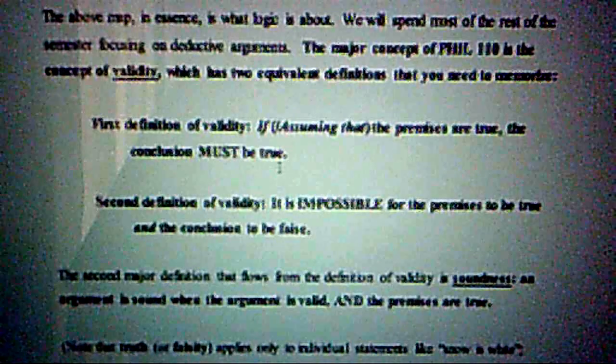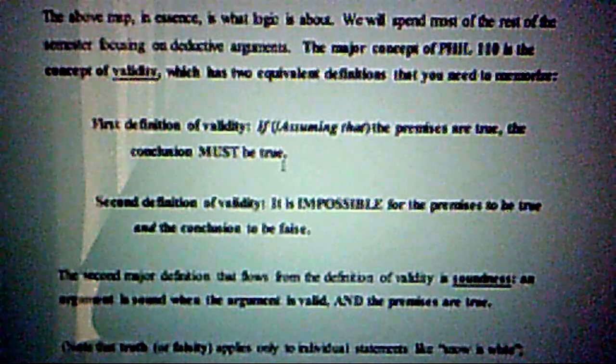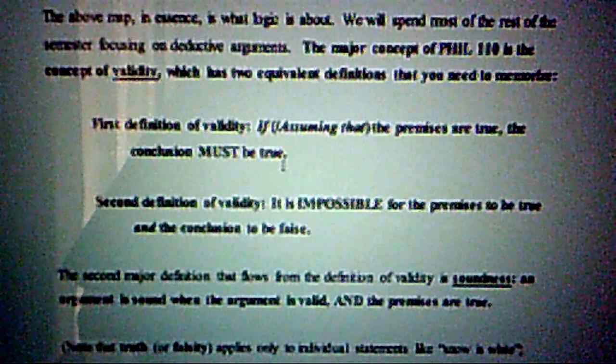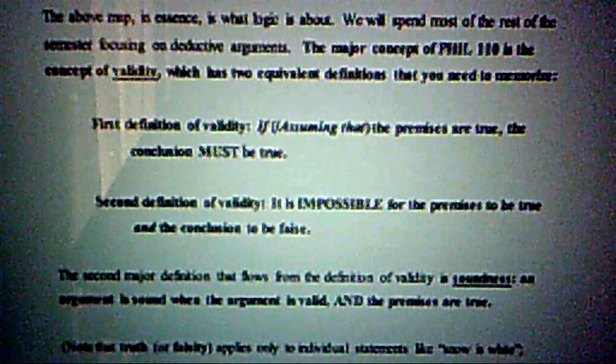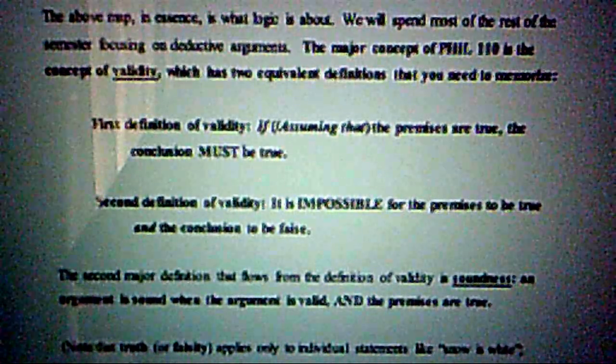The above map, in essence, is what logic is about. We're going to spend most of our time in the course focusing on deductive arguments. What makes a deductive argument deductive, besides the above initial characterization I gave, is this concept of validity, okay? And you need to memorize these definitions. They're going to show up on the midterm, and we're going to be applying it over and over and over again throughout the course. I will hammer this home to you guys for the remainder of the course, but it's good practice to start to try and memorize it now.